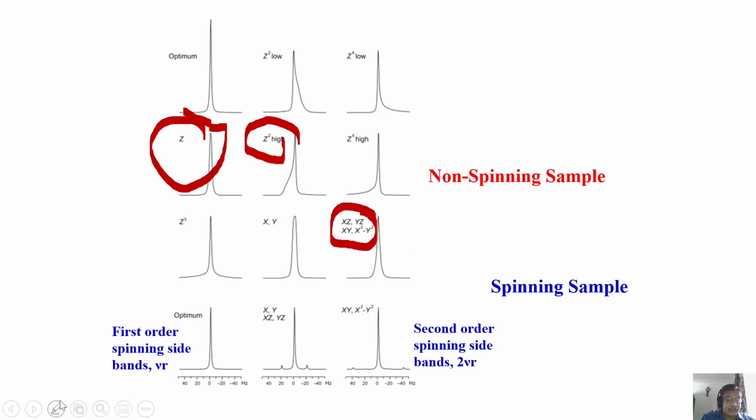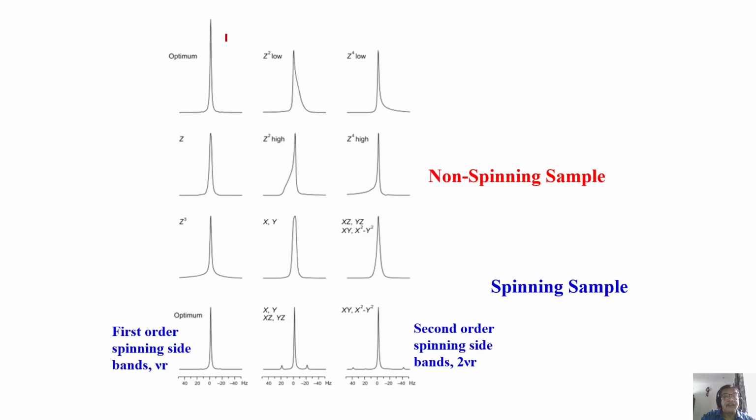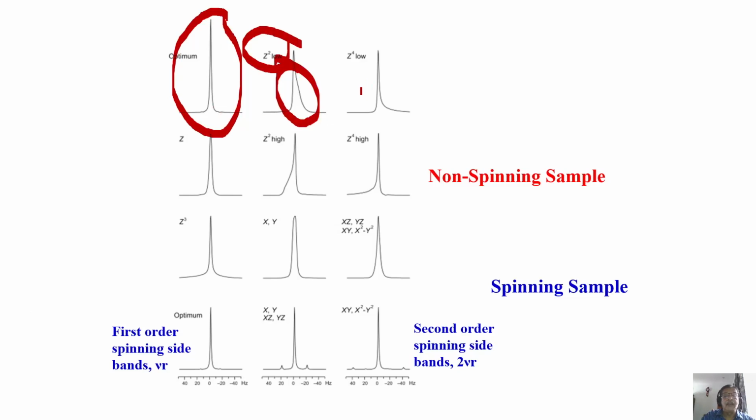And for each of them, here you can see what is going to happen. If this is the optimum one, the line shape is very good. If, let us say, z squared is bad, you can see the shape here. If z to the power of 4 is bad, you can get pedestals like this. Sometimes x and y can be bad. It is uniformly bad, you see.